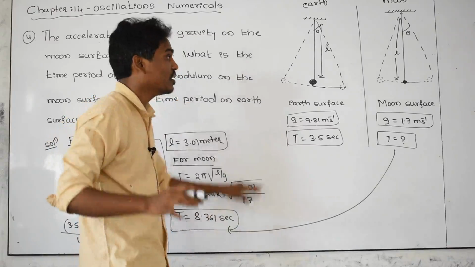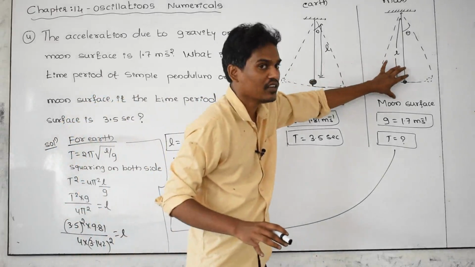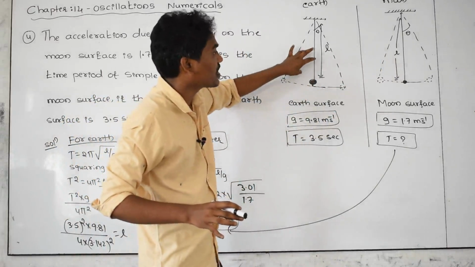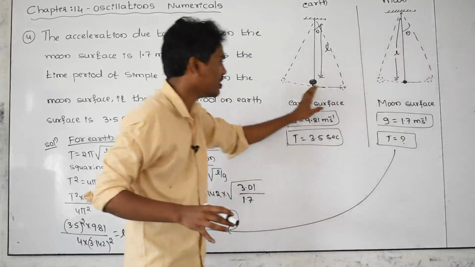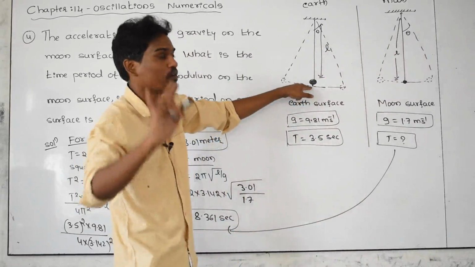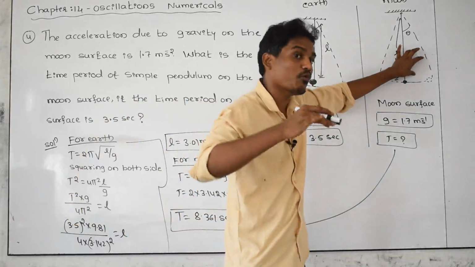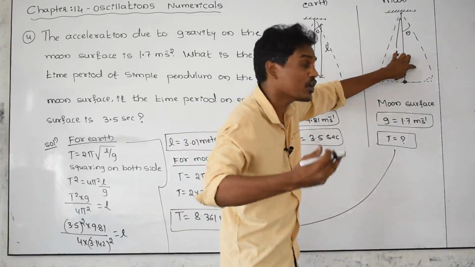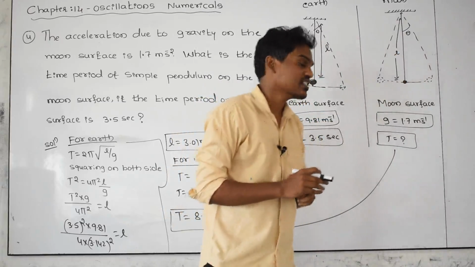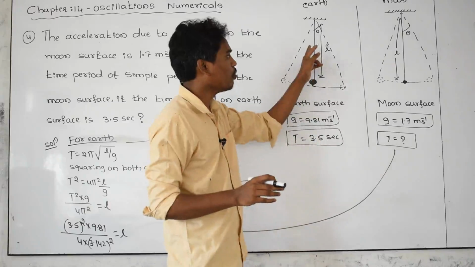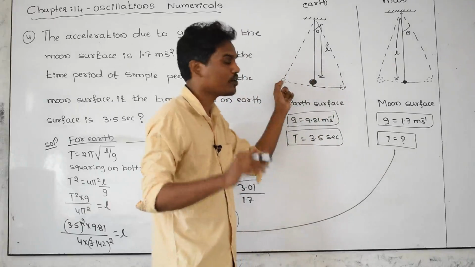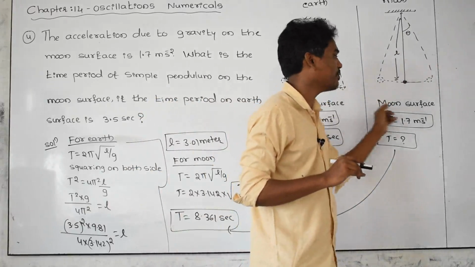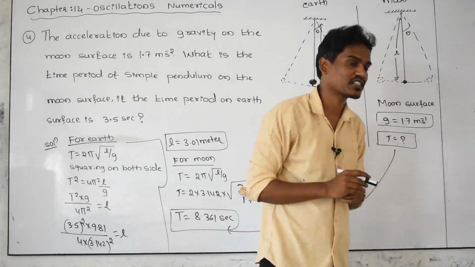That is because the earth gravity is more than the moon gravity. Wherever the gravity is more, the time is lesser. Earth gravity is more than moon gravity, so the object takes less time to complete one cycle here, and the moon gravity is very small compared with the earth, so the object takes more time to complete one cycle there. T depends upon the gravity. The more the gravity, the lesser the time taken by the object to complete one cycle. The lesser the gravity, the more time taken by the simple pendulum.